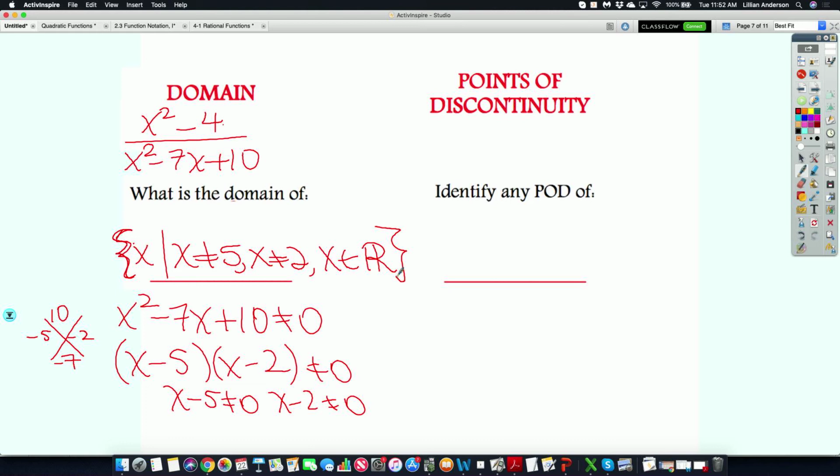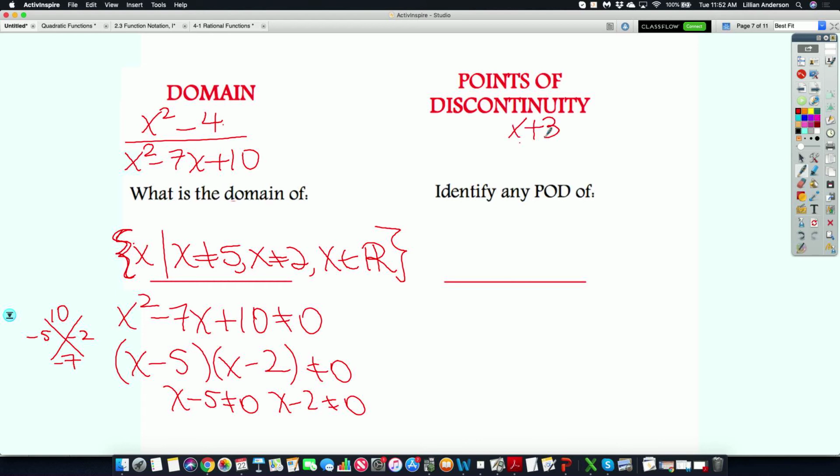Points of discontinuity. Remember, there were 3 types of discontinuity. What were they? Infinite, jump, and hole, slash removable. Okay? So, jumps only exist in piecewise functions. This is not a piecewise function. So you know it's either going to have to be infinite or it's going to have to be removable, a hole. Vertical asymptote or a hole. Now, when it says identify, it's pretty much like, okay, where are they located? That's what that means. And what type are they?